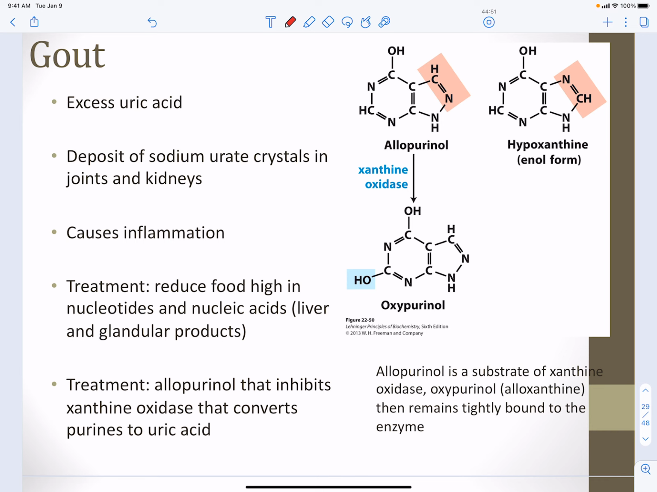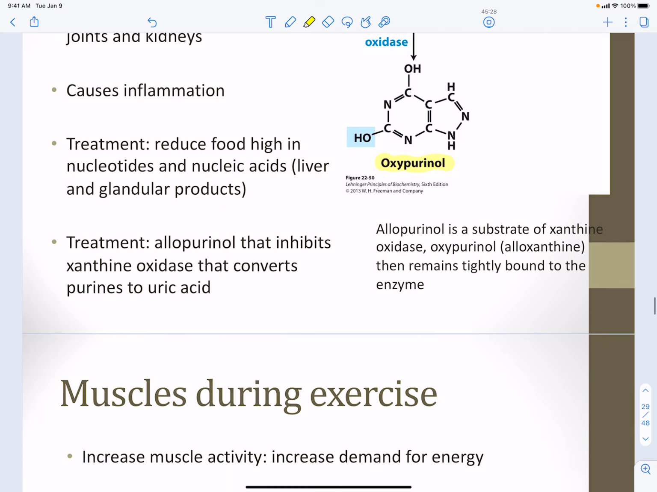So allopurinol is a substrate of xanthine oxidase, and so allopurinol is a competitor for your purines' access to xanthine oxidase. Also, it is an inhibitor because it binds to the actual enzyme, so it'll bind to xanthine oxidase and not allow xanthine oxidase to form uric acid. So allopurinol will compete with your purine degradation and form oxypurinol, and then that can easily be excreted.